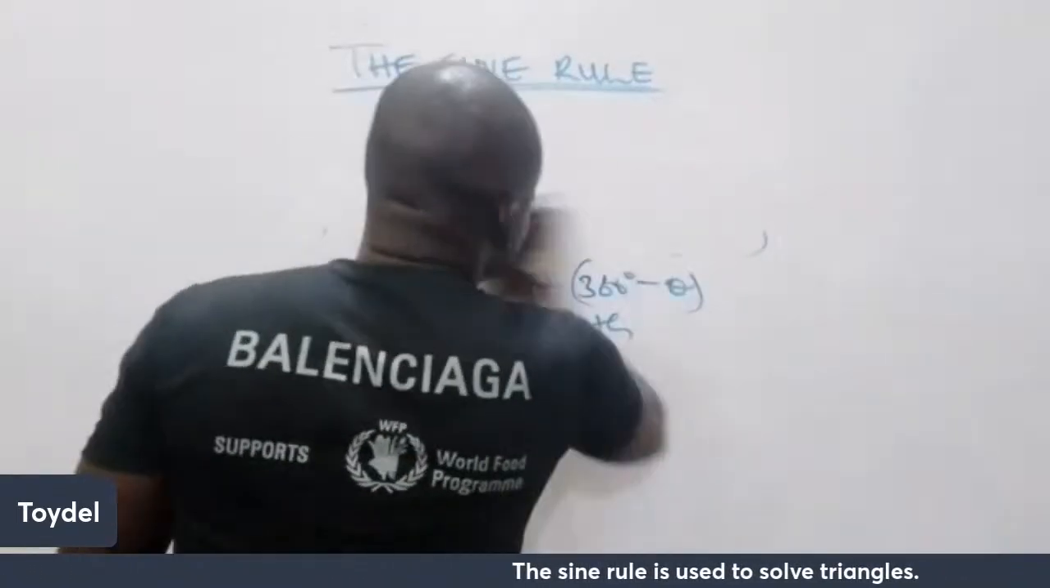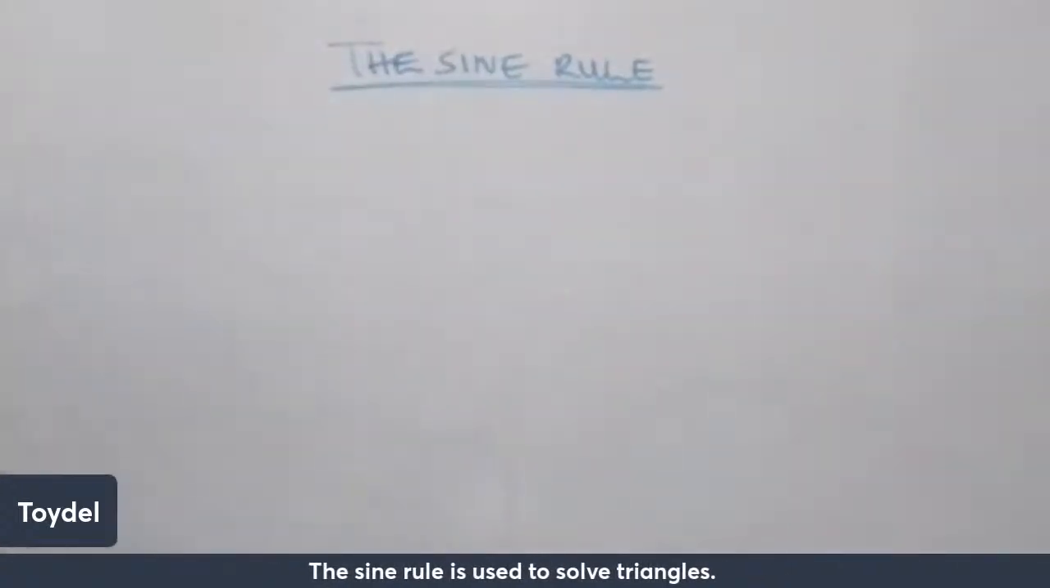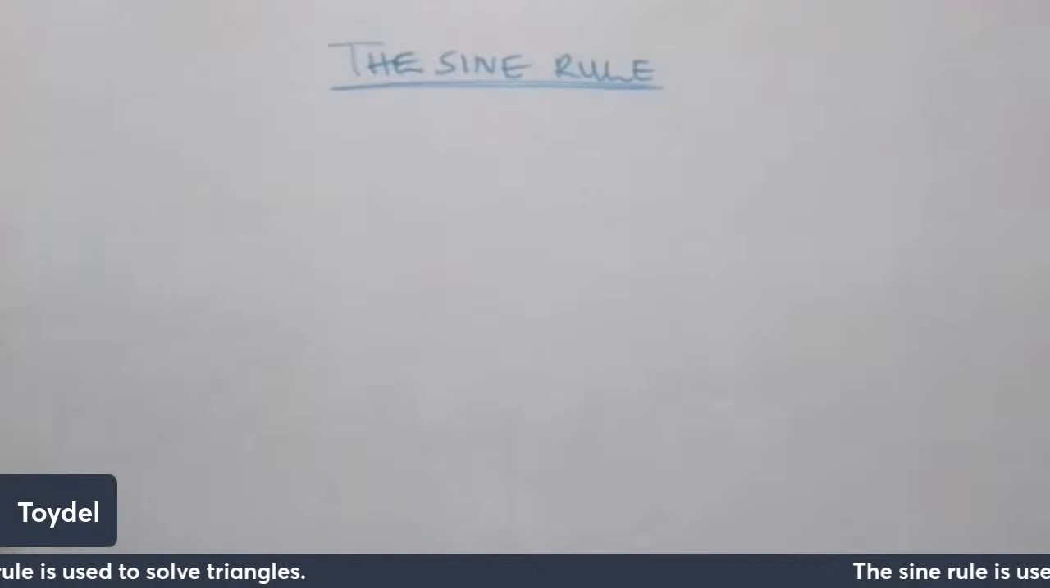When do we apply the sine rule? There are conditions, because we have the sine rule and we have the cosine rule. When do we apply the sine rule? The first is when to apply it.